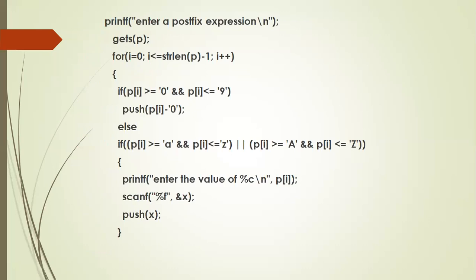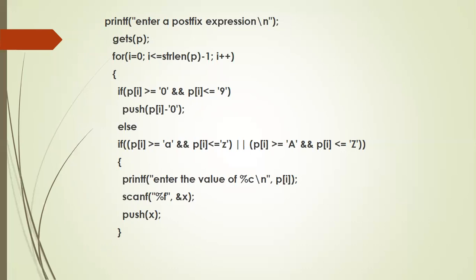Enter a postfix expression: gets P. Assume that the expression is 5 3 plus. So 5 is the first symbol, which is stored in P0, 3 is stored in P1, and next, plus is stored in P2. So just a simple expression is taken: 5 3 plus. I am giving the operator after the two operands 5 and 3.